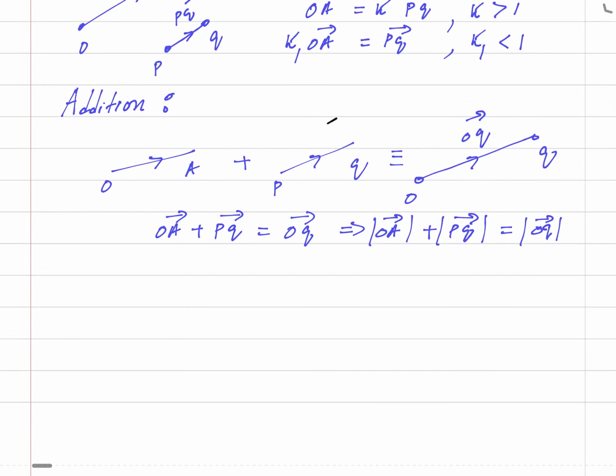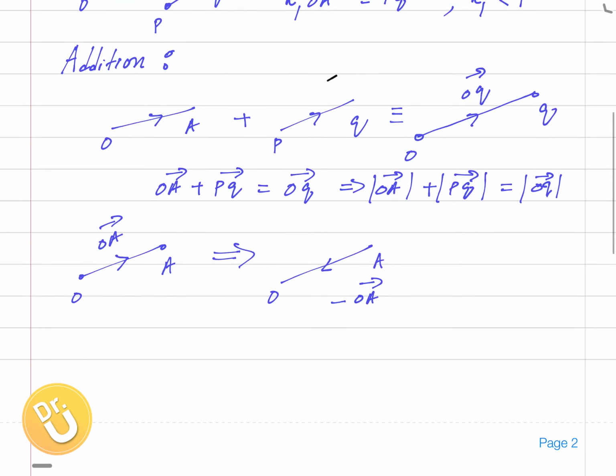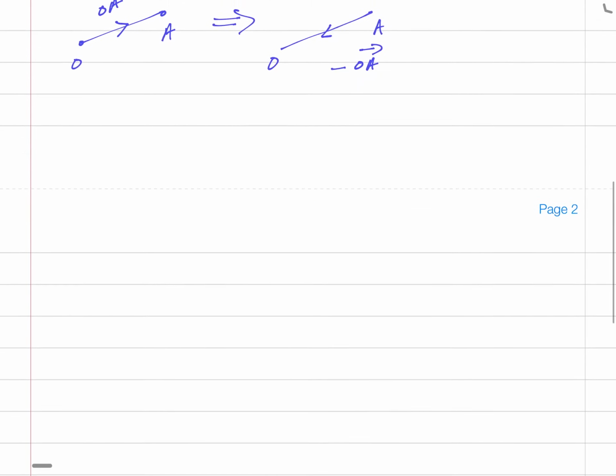Now subtraction, or the negative vector. In vectors, if you define your vector as this, you can change the direction. O is here. You can change the direction and you can say this is minus OA vector. So always you can change the direction and you can represent that as a minus value.